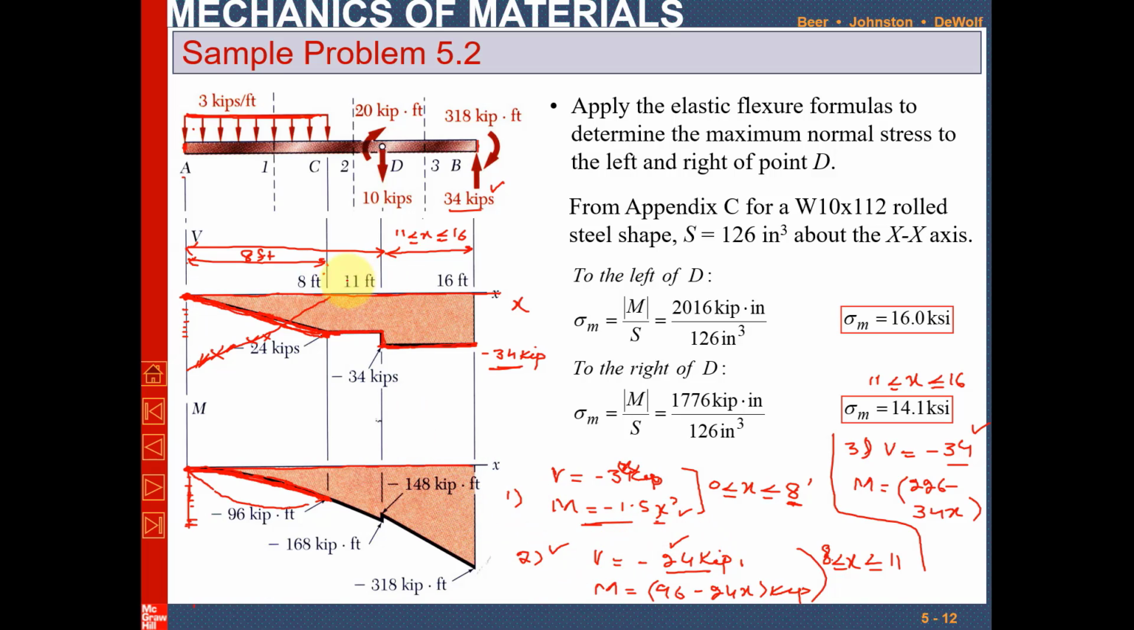Now we will move from section C to D, which is x greater than 8 and less than or equal to 11. So you have this bending moment equation. If you put x equal to 8, again it will be the same, minus 96 kip-feet. And if you put x equal to 11, you will get minus 168 kip-feet. Clear? So you have to locate minus 168. Let this point be minus 168.